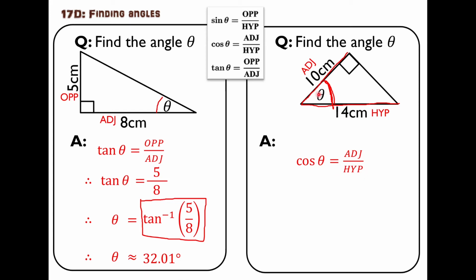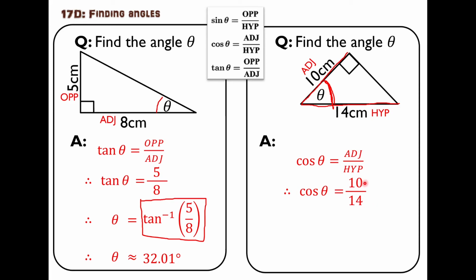Can't replace theta. I don't know what the angle is. But I do know what the adjacent side is. It's 10 centimeters. So I'll replace that with 10. And the bottom, it says hypotenuse. The hypotenuse is 14 centimeters. Cool. So now I have an equation.